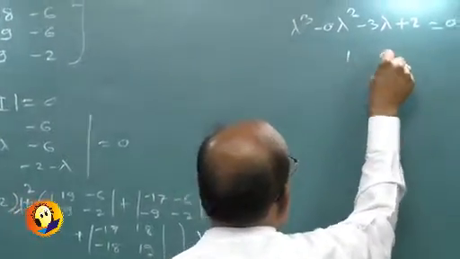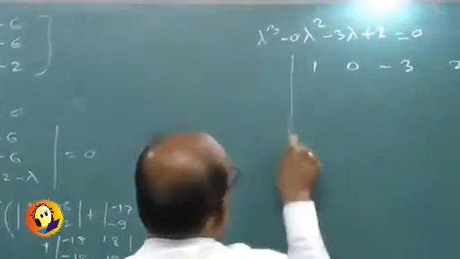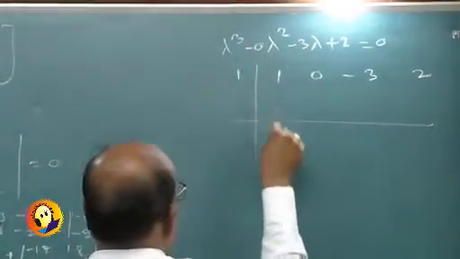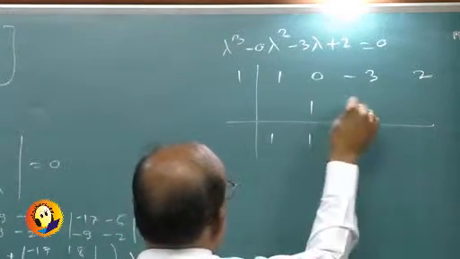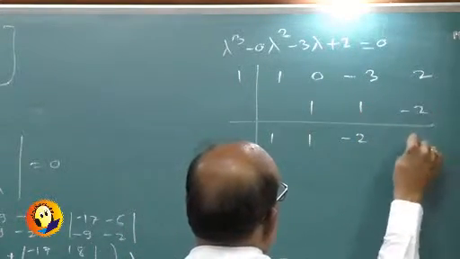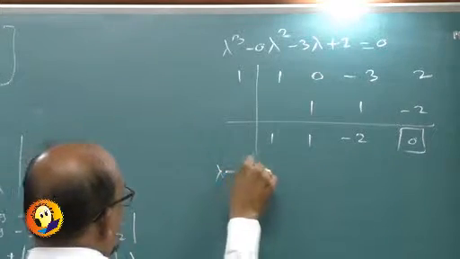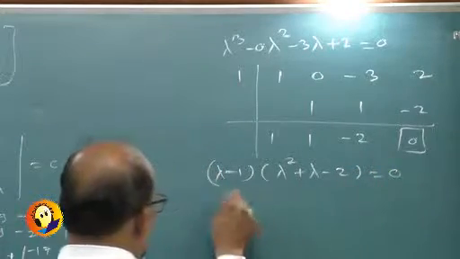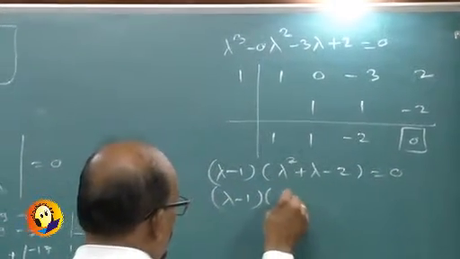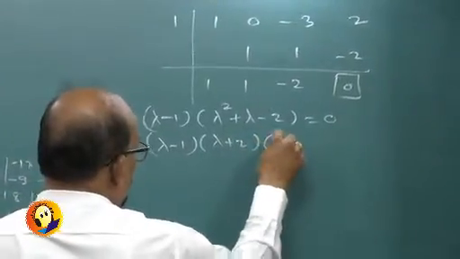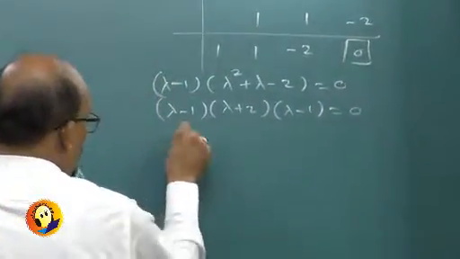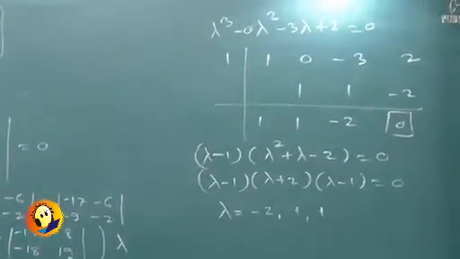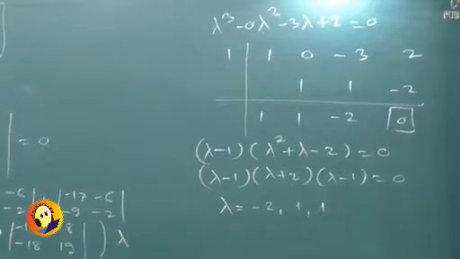Sum of coefficients is 0. So what will be the root? Minus 1, so the root will be plus 1. So we have lambda minus 1 into lambda square plus lambda minus 2 equal to 0. So lambda minus 1 into lambda plus 2 into lambda minus 1 equal to 0. So we get lambda equal to minus 2, 1, 1 as 3 eigenvalues.